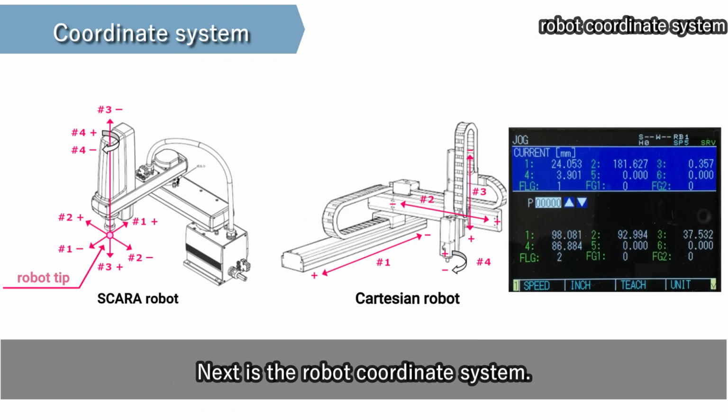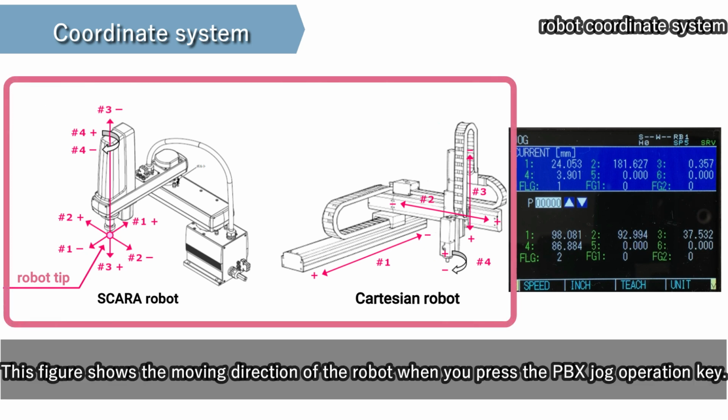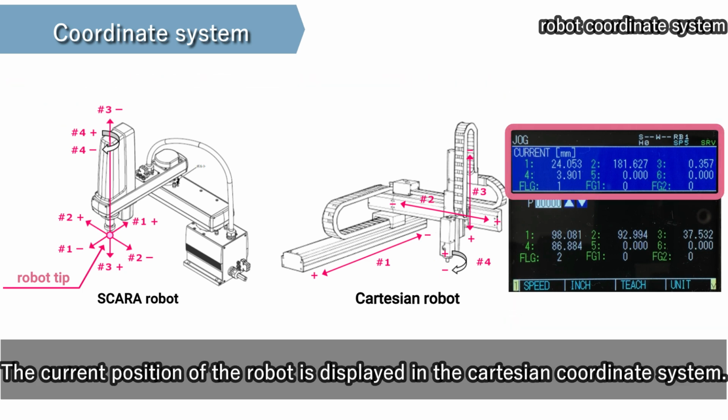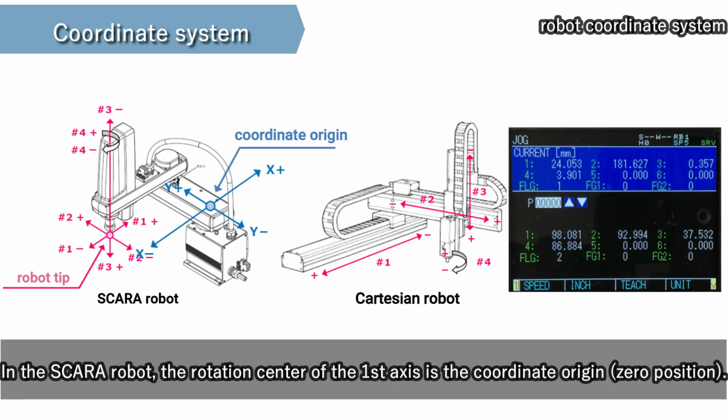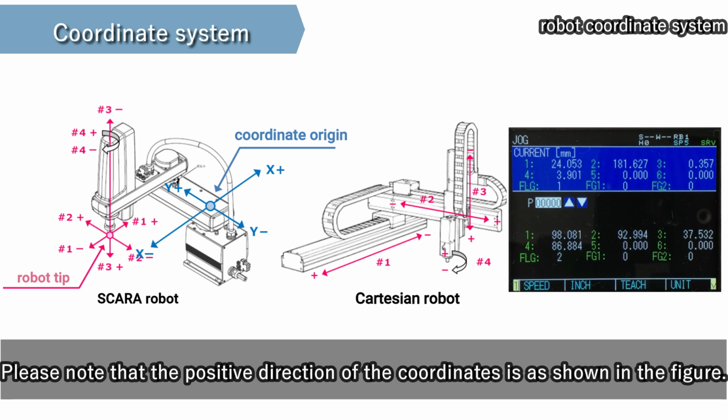Next is the robot coordinate system. This figure shows the moving direction of the robot when you press the PBX jog operation key. The current position of the robot is displayed in the Cartesian coordinate system. In the SCARA robot, the rotation center of the first axis is the coordinate origin, 0 position. Please note that the positive direction of the coordinates is as shown in the figure.